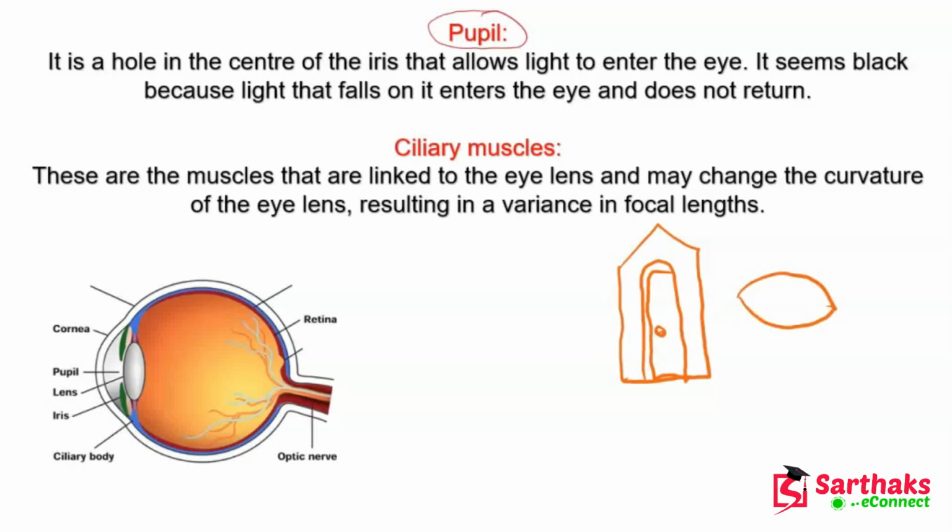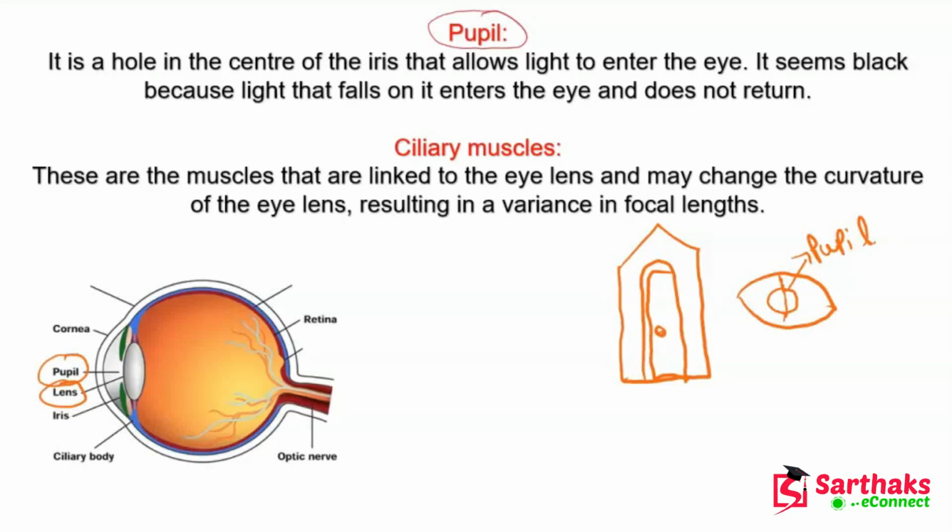Let's suppose this is your eye, and this is the entrance of your eye. This entrance you can call the pupil, from where the light enters, and the iris works as a gate. If it is closed, then no light will be able to enter your eyes, but if it is open, the light can enter inside your eye. So these are the works of the pupil and the lens.